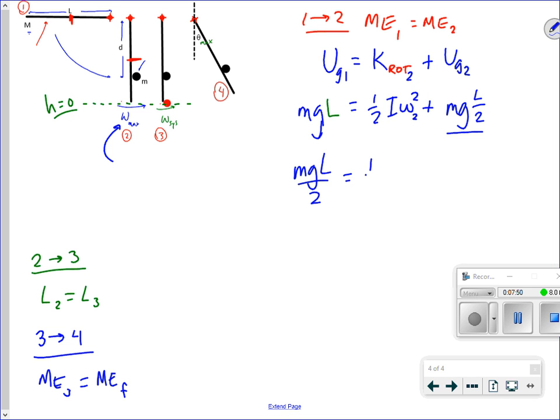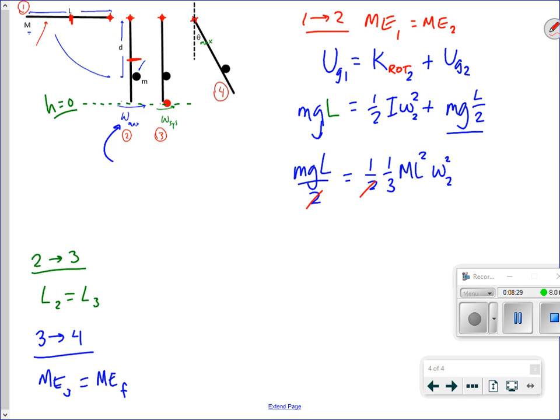And that's 1/2 I omega 2 squared. Well, what we should do is probably say that the I of that rod about its end is 1/3 m L squared, and then there's our omega 2 squared. Okay? So this is almost like saying we could have called our height 0 at the center of mass of that pendulum, but we didn't. And that's fine. So algebraically, those will go.